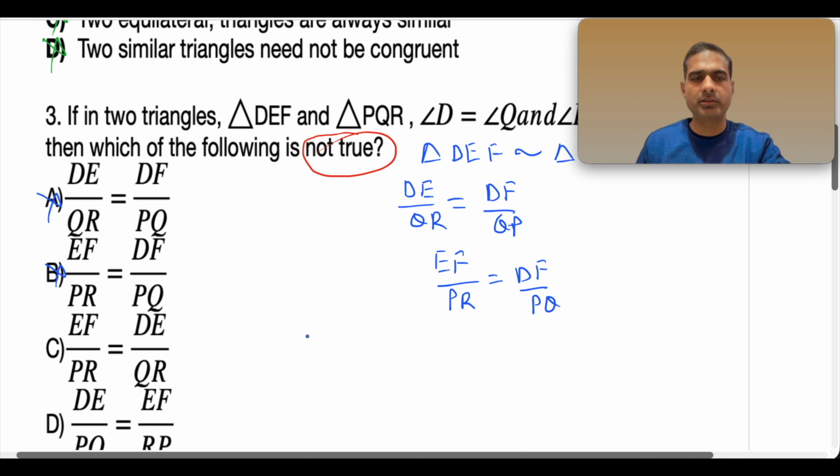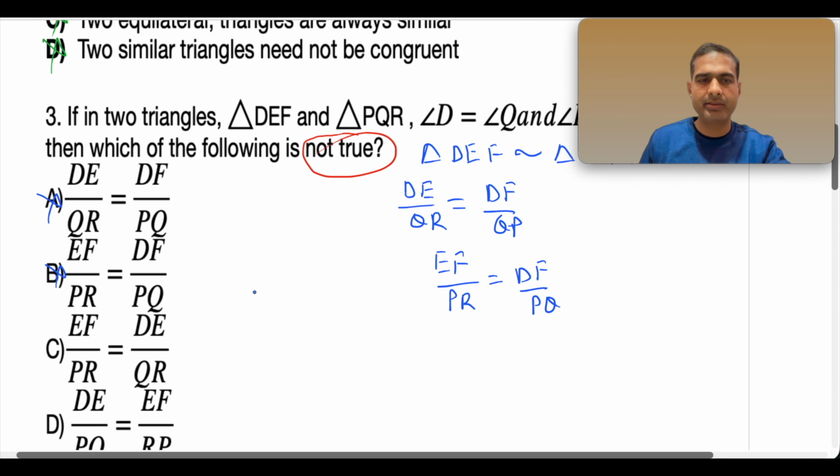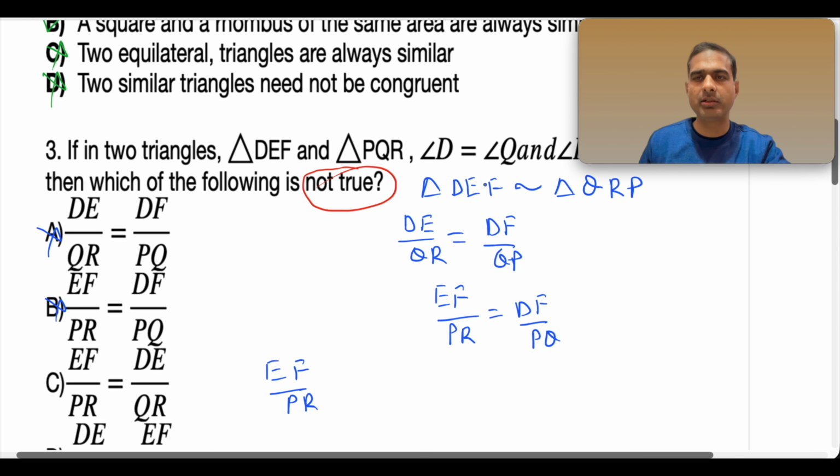Now let's check the third option, C. It is saying EF by PR. So second and third, EF by PR, is equal to DE, first and second, by QR. So EF by PR is equal to DE by QR. So again this is true, so this cannot be our answer.